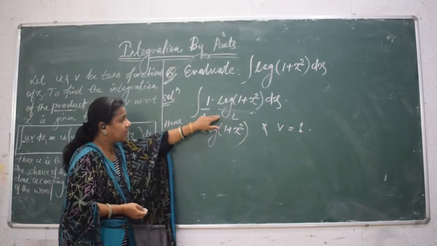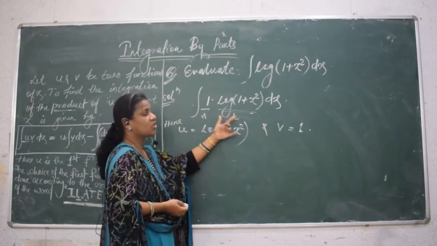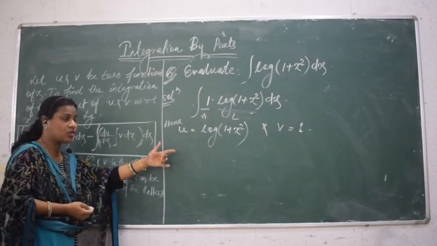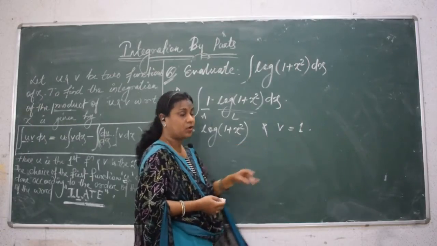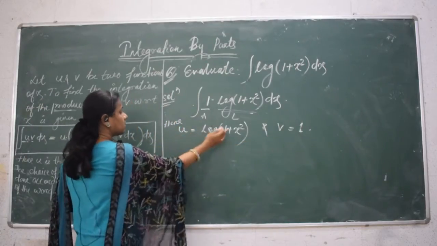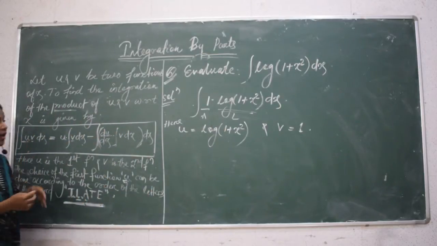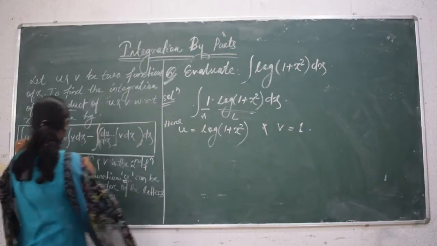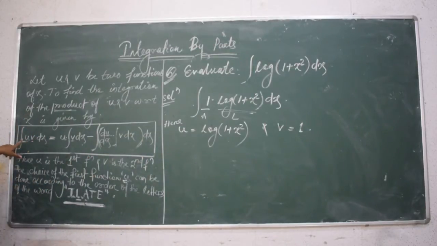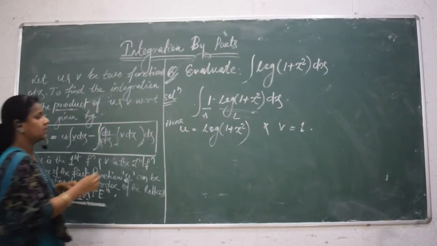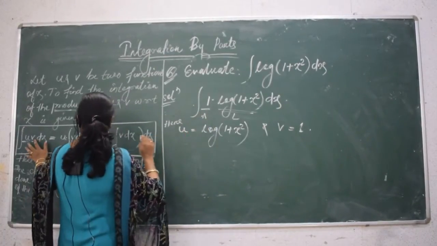Now, we have taken the first; you have to choose which function is which, and according to the order you choose which one is the first function and which one is the second function. After we get the first and second function, we have to apply the formula. What is that formula? U into v. Here u is log of 1 plus x square and v equals 1 dx, so v equals 1.